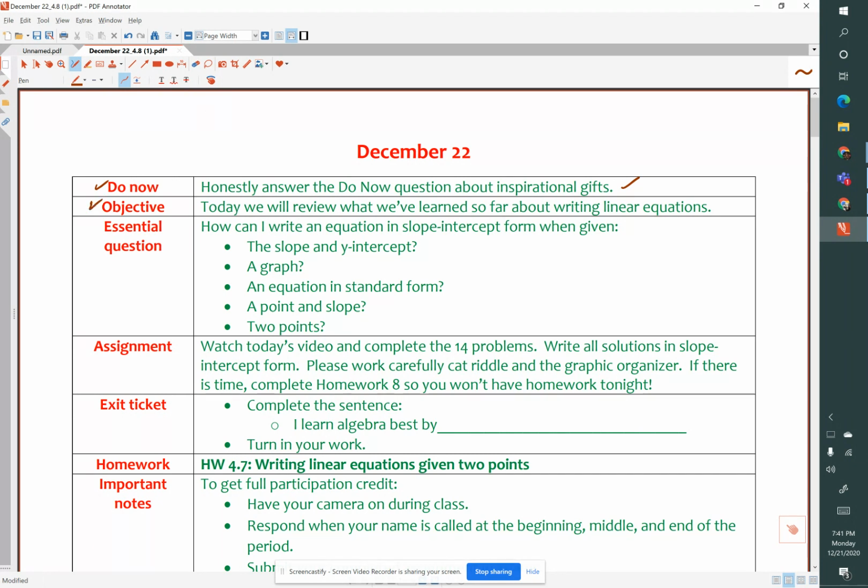Today, we're going to review what we've learned so far about writing linear equations. And our essential question is basically how can I write an equation in slope intercept form when I'm given the slope and the y intercept, or when I'm given a graph, when I'm given an equation in standard form, when I'm given a point and a slope, or when I am given two slopes. So we're going to watch the video.